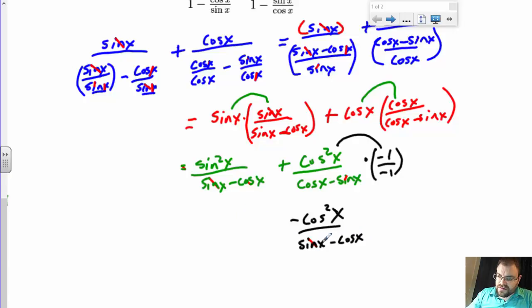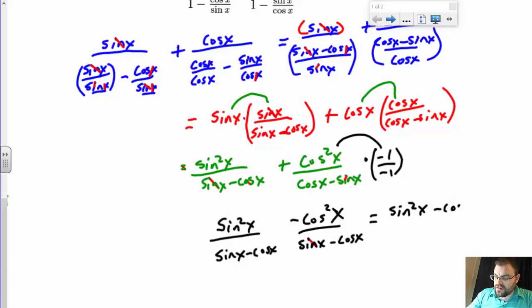What I notice now is that this is sine minus cosine, which is the same as the denominator here. So now I have a common denominator. Sine squared x over the common denominator of sine x minus cosine x. So this can now be written as a single fraction. All right. So now I have sine squared x minus cosine squared x all over the common denominator, which is sine of x minus cosine x.